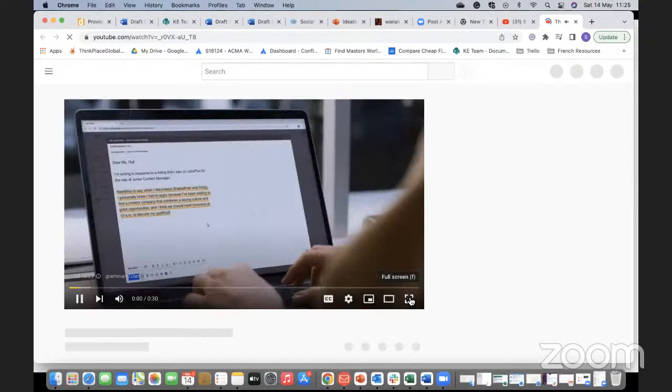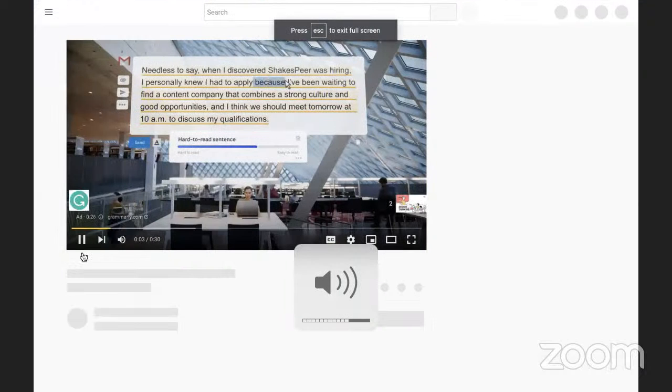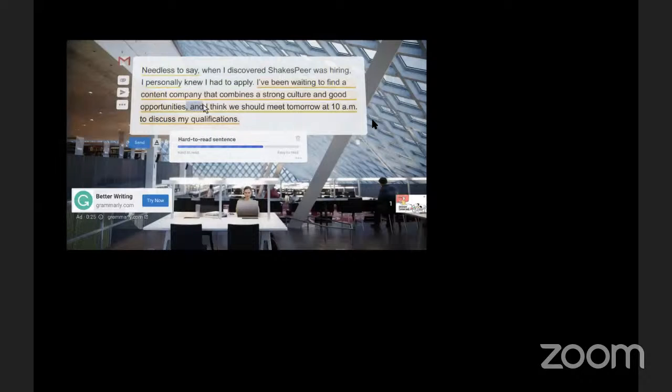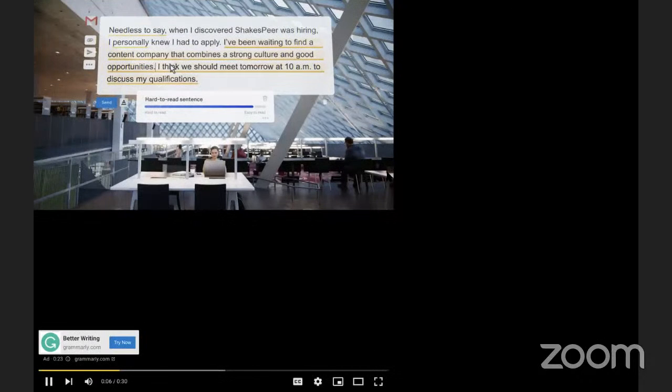Writing's not that easy, but Grammarly can help. This sentence is grammatically correct, but it's wordy and hard to read.